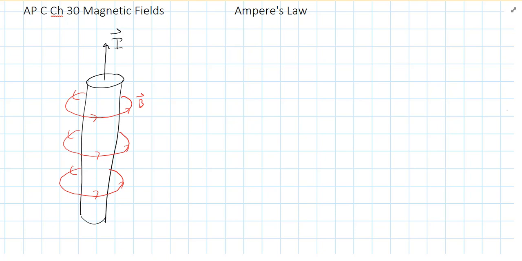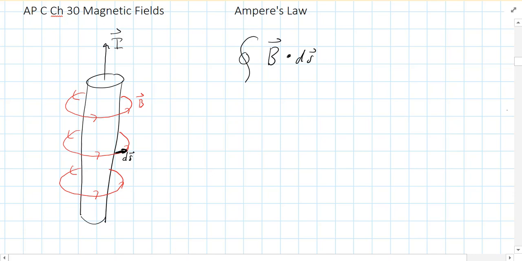Well, what Ampere figured out is the following. If you imagine taking a path around one of these loops that I've just drawn, I'm going to call that ds right there. It's a little chunk of that path. So Ampere figured out that if I integrate, if I count up the product of B dot ds, so I'm multiplying B times ds. Now, a couple notes about that before I do the right side of this equation.